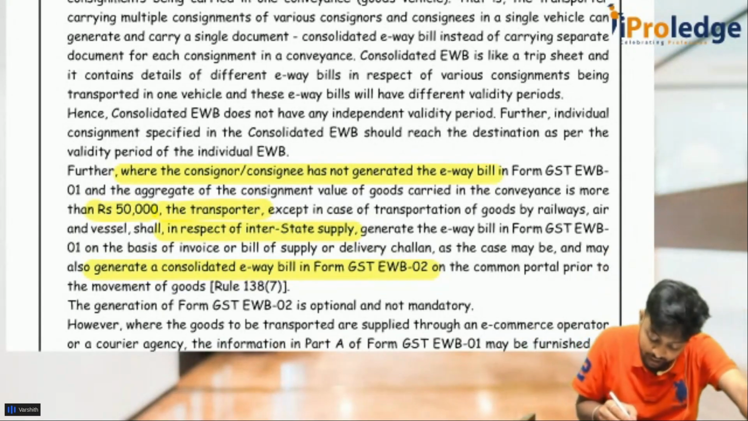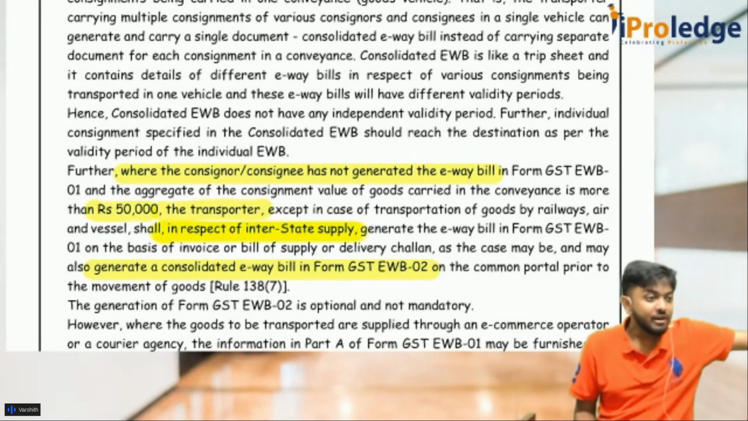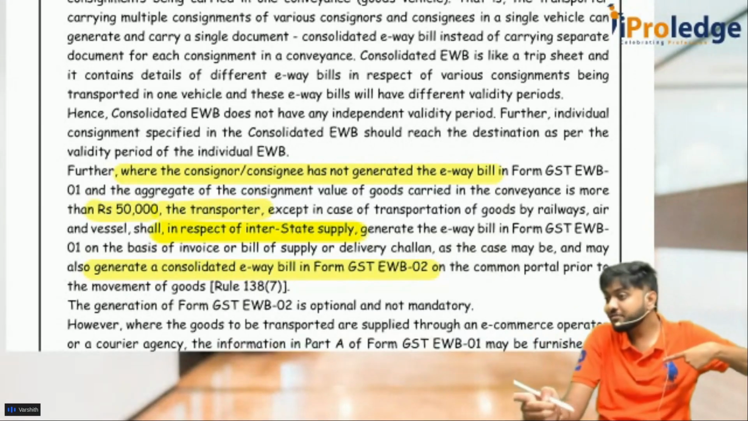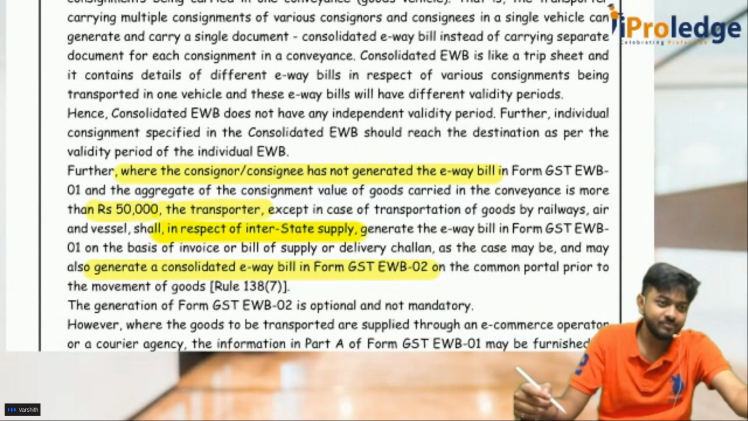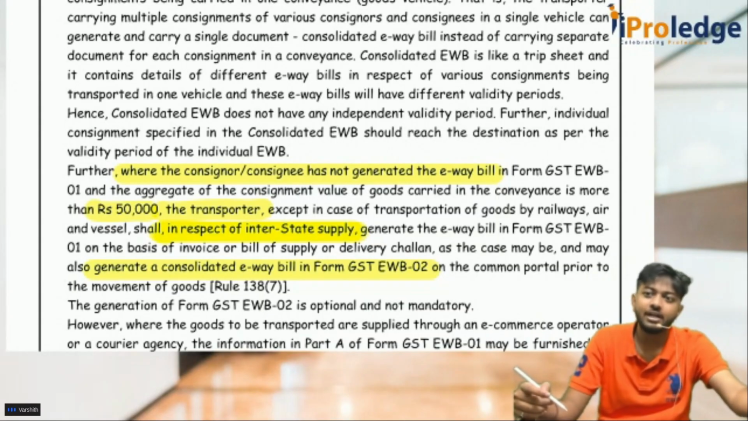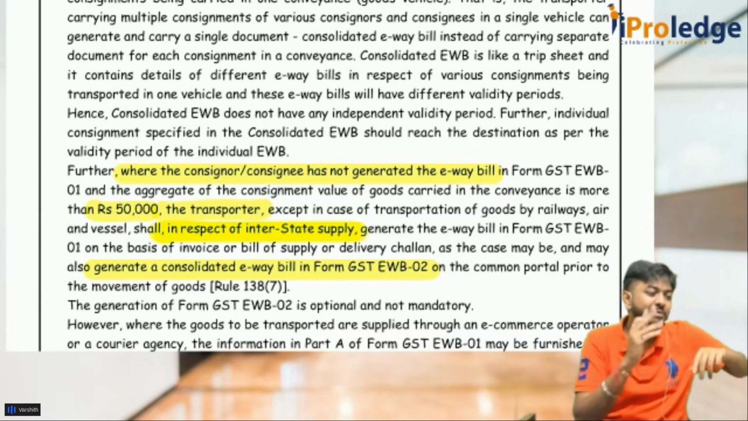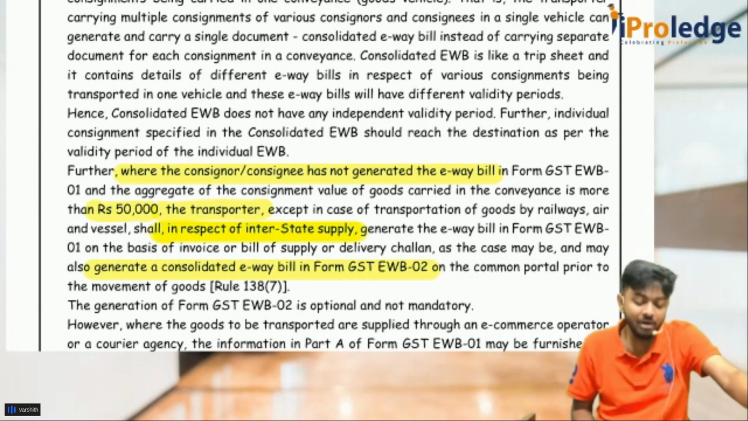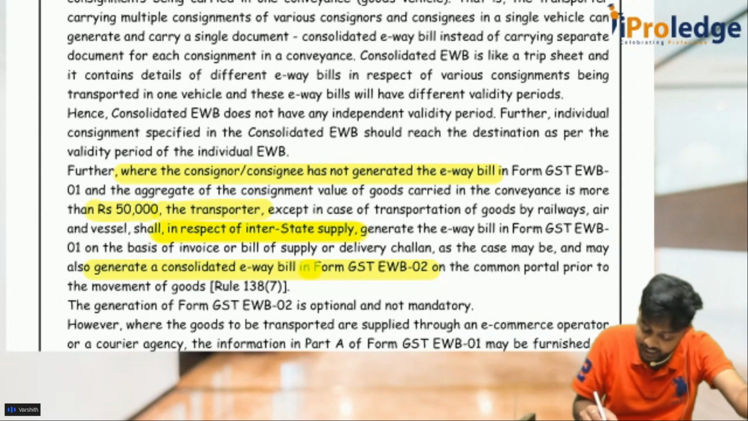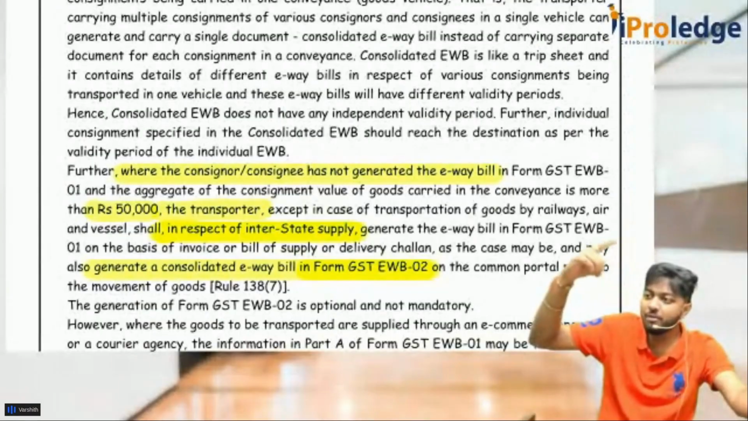officer. And one more thing they have told, in respect of interstate supply. That means, if the consignor has not generated the e-way bill, then who is supposed to generate? Transporter, only in case of interstate. In case of intrastate, no need. I thought that liability does not come. Understood? And this guy cannot carry all the e-way bills. Very difficult. That's why we have given him the option of carrying a consolidated e-way bill, and the form of consolidated e-way bill is called GST EWB02. Main e-way bill form is GST EWB01.